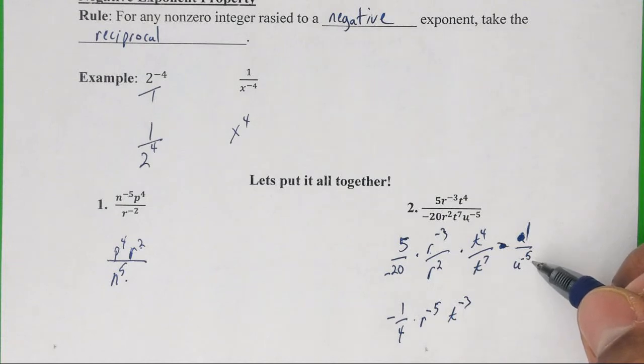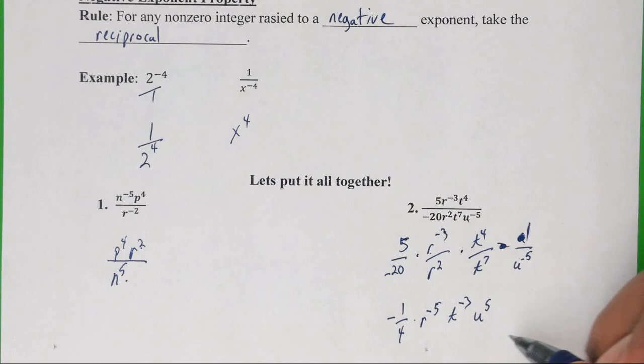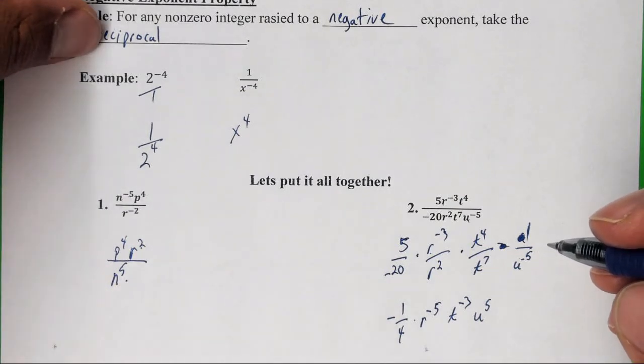And then, really here I don't have any variable bases that are the same to cancel out. So I'm going to skip ahead here and just bring that u to the negative fifth up to the top and make it u to the positive fifth. And that just saves me a step later on and also keeps me from having to maintain the bottom part of the fraction for right now.